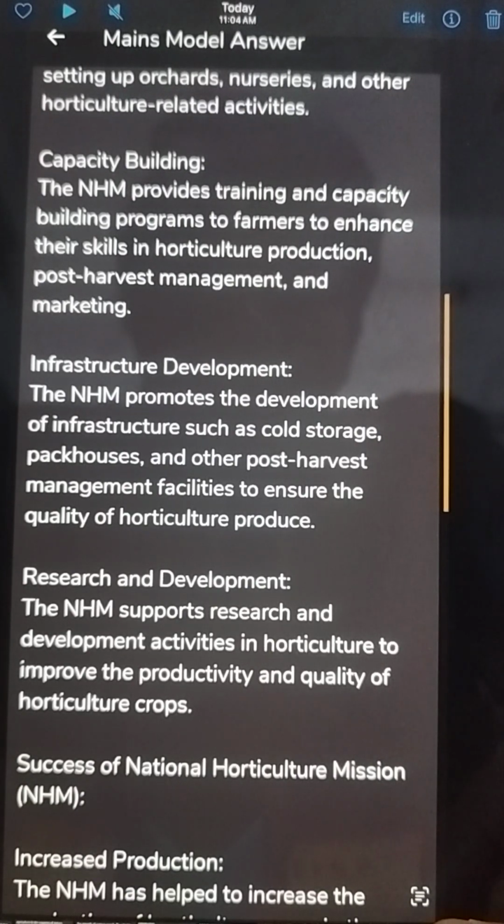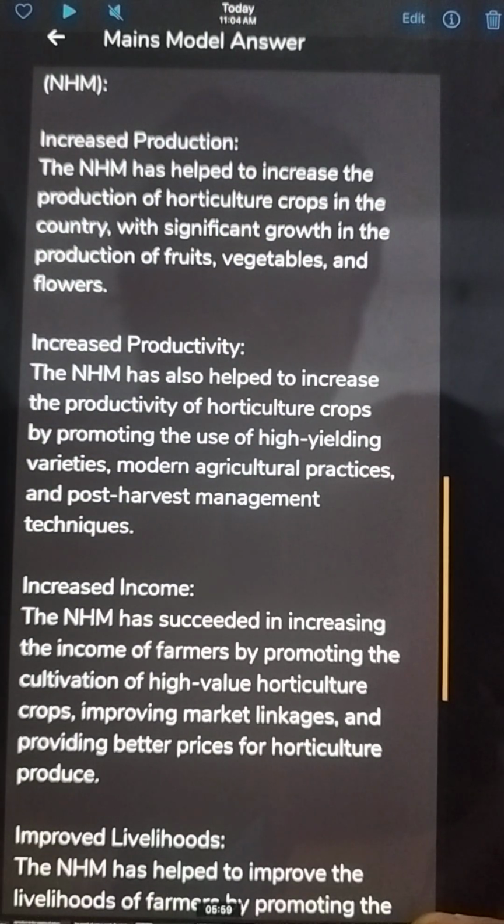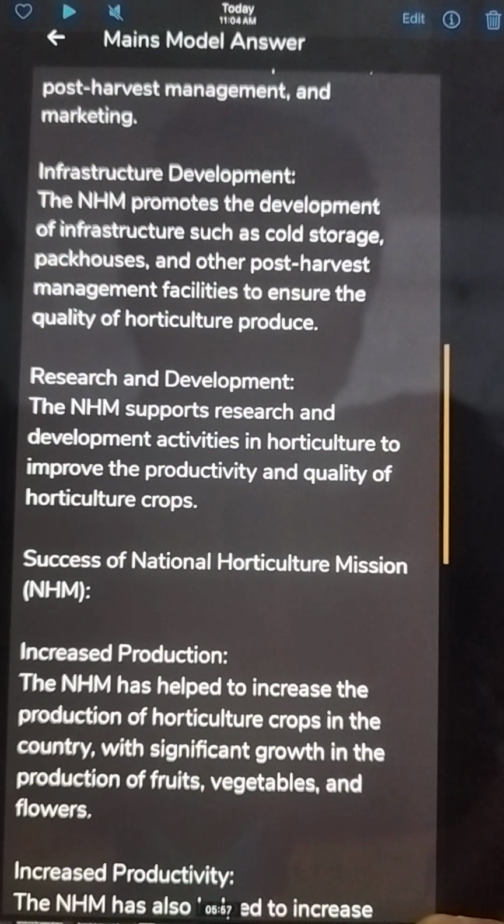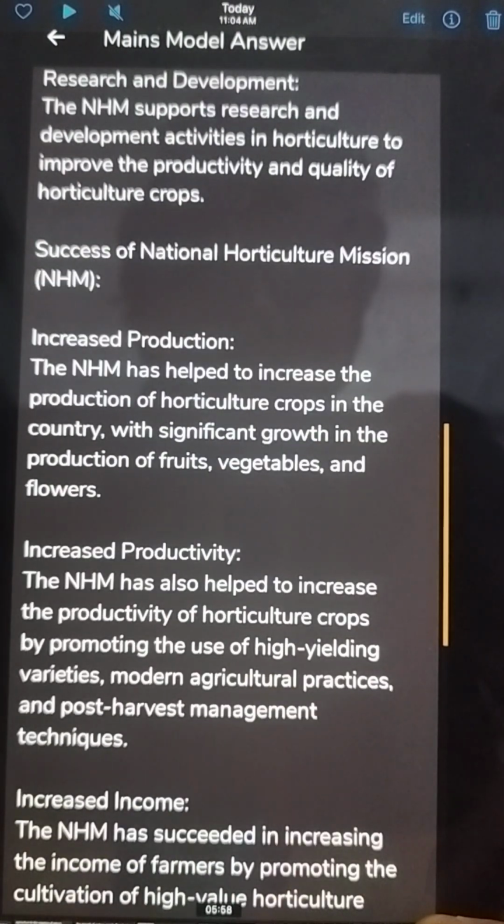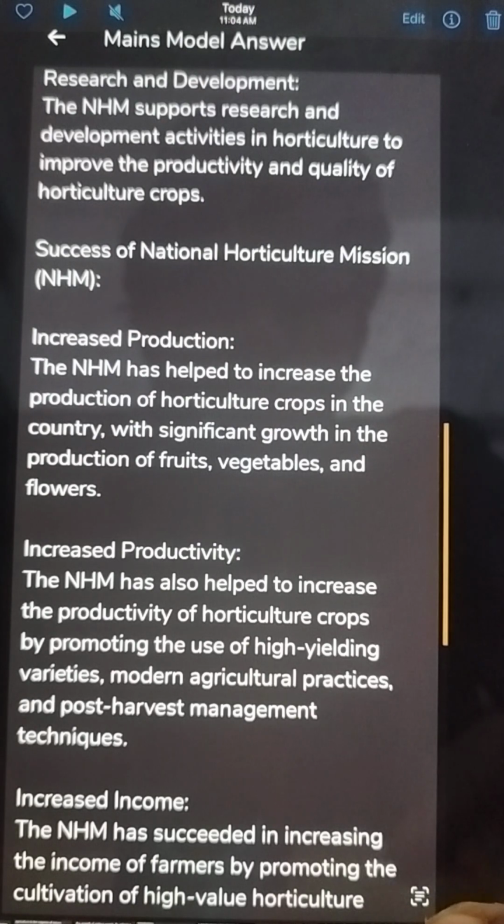Then, success of the National Horticulture Mission. So first is increased production. The NHM helps to increase the production of horticulture crops in the country, with significant growth in the production of fruits, vegetables, and flowers.